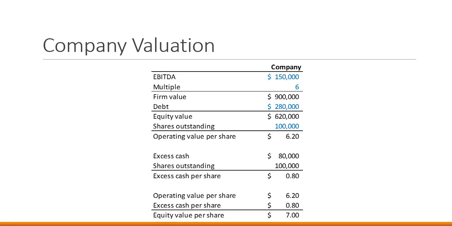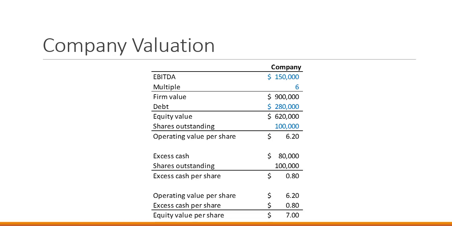Now remember, we have our excess cash to consider as well. One common way of accounting for excess cash is to reduce debt, assuming that the acquiring company will use the excess cash to pay down debt. In this case, we want to consider the cash as a separate component of value for the shareholders. There's $80,000 in excess cash, again, cash beyond the working capital needs of the company, divided by number of shares gives us excess cash per share of 80 cents.